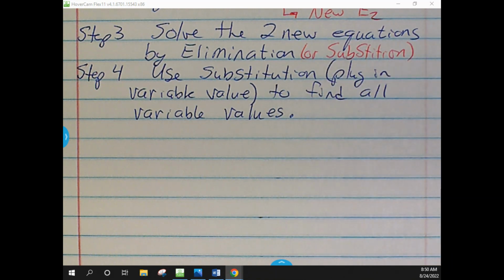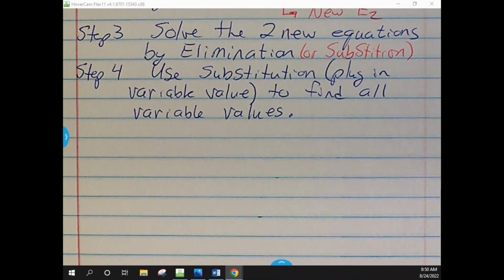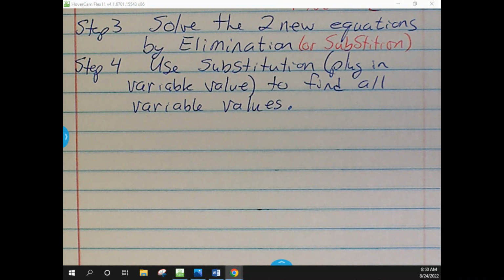Is anybody more comfortable doing substitution, or does everybody kind of like elimination? Elimination, okay. And again, if you want to do substitution, you can, but most people seem to prefer elimination because it just lines up better for that part of it.